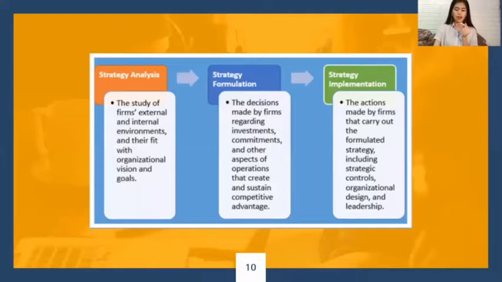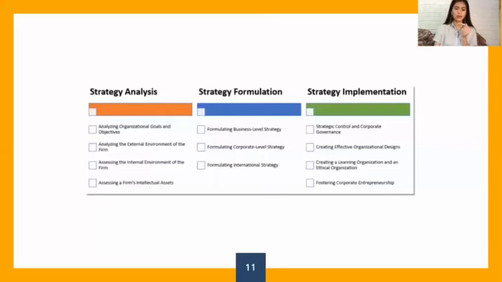Now, these three are highly interdependent and do not take place one after the other in a sequential fashion in most companies. Each one of them is as important as the other and should be executed properly for, of course, the best outcomes. This is a checklist of how we should execute them.